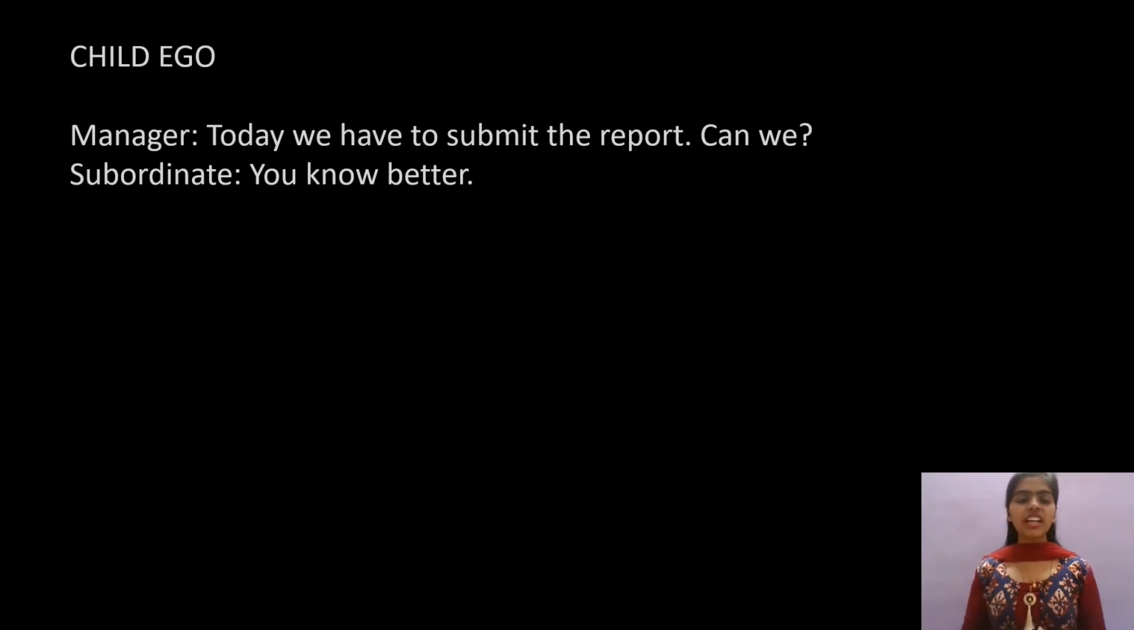That's what we're going to see. So the first one is the child ego. We have a situation where the manager is asking his subordinate, "Today we have to submit the report, can we?" The subordinate replies, "You know better." Here we see how the subordinate is exhibiting a child ego state, complete dependency on the manager. "You take the decision because you are the boss."